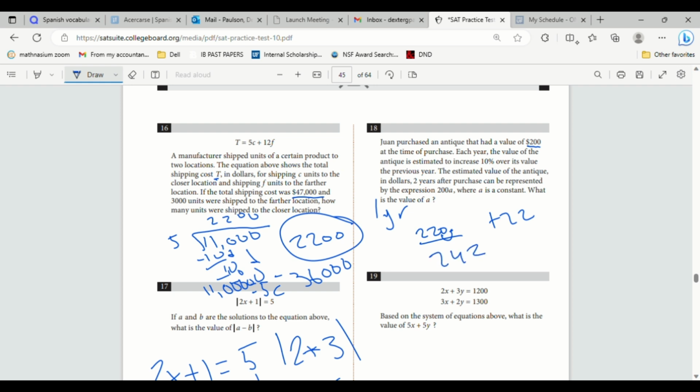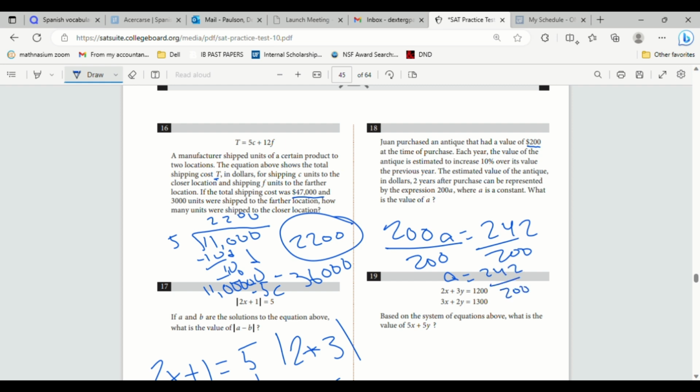Now we have the expression 200A equals the value after 2 years, which we just figured out. 200A equals $242. Dividing both sides by 200, A equals 242 divided by 200. We can write this much more simply by dividing both top and bottom by 2, which is 121 over 100. And now since we're dividing by 100, 121, we can just move the decimal point over twice, getting us A equals 1.21.